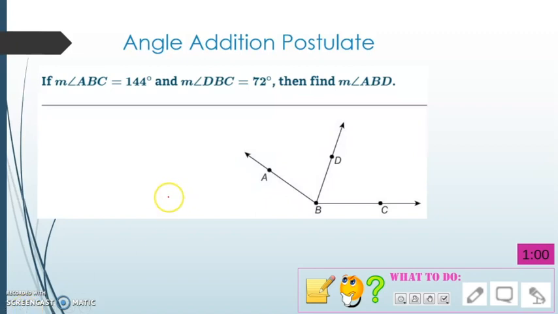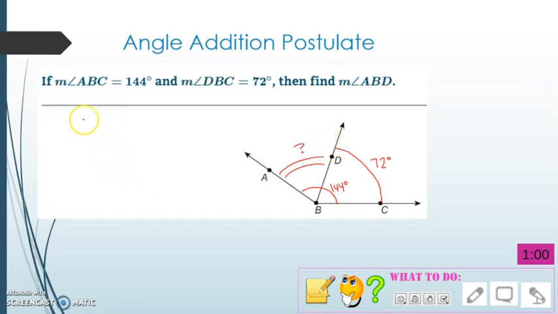Okay, so let's see this as an example. If the measure of angle ABC, that's this whole angle here, is 144 degrees, and the measure of angle DBC, that's this piece here, is 72 degrees, then find the measure of angle ABD. So this is our unknown right there.